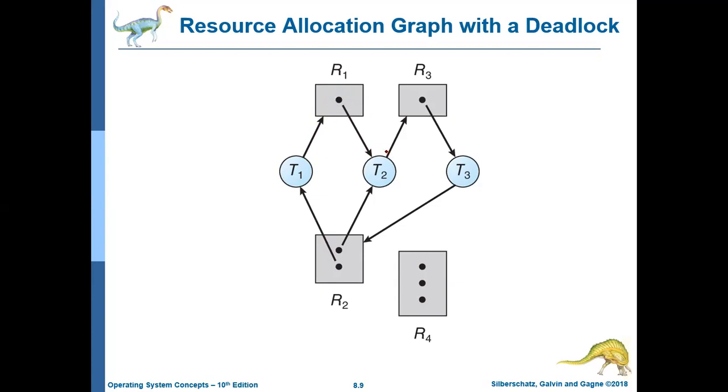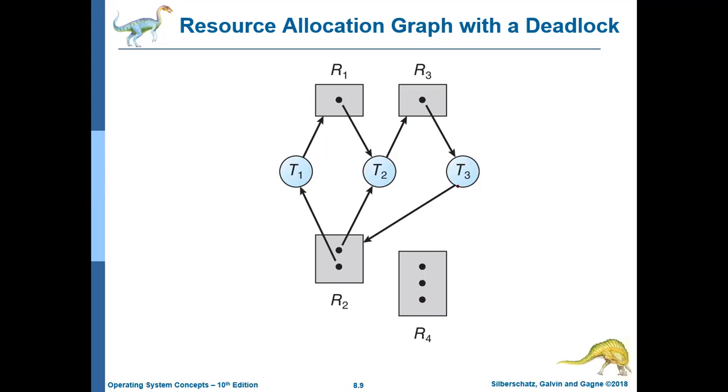Now we will check how R1 will be free. If T1 executes, then R1 will be free. Is T2 executing or not? T2 is having R1, T2 is having R2. What is T2 waiting for? R3. T2 is waiting for R3. Can we provide R3 to T2? No, because R3 has only one instance and this particular instance is already allocated to T3. We cannot give this instance to T2.